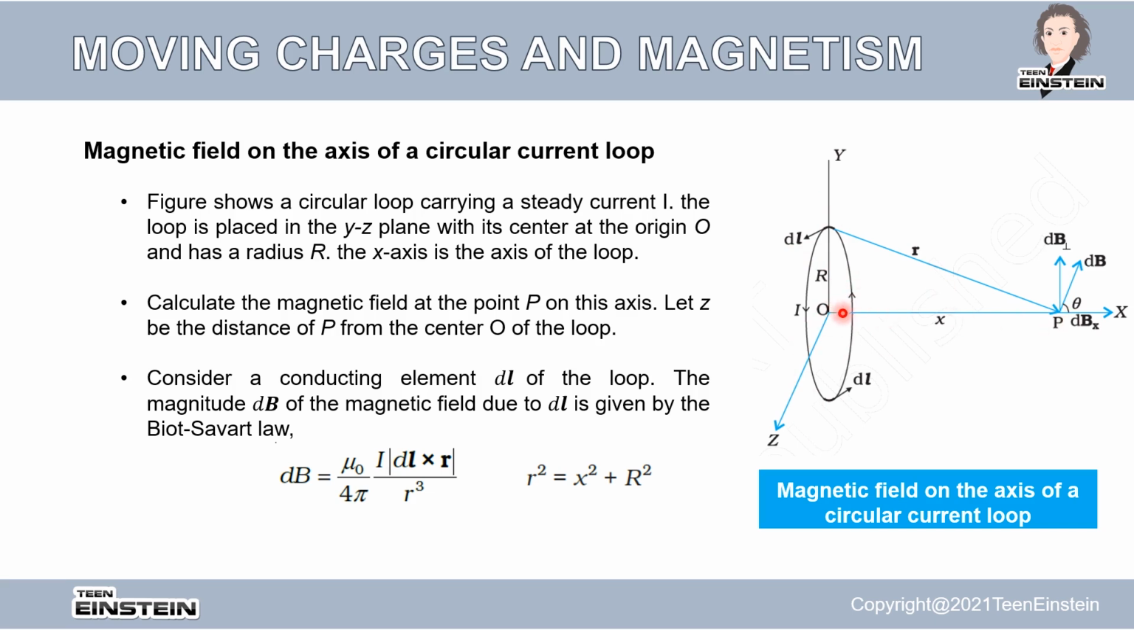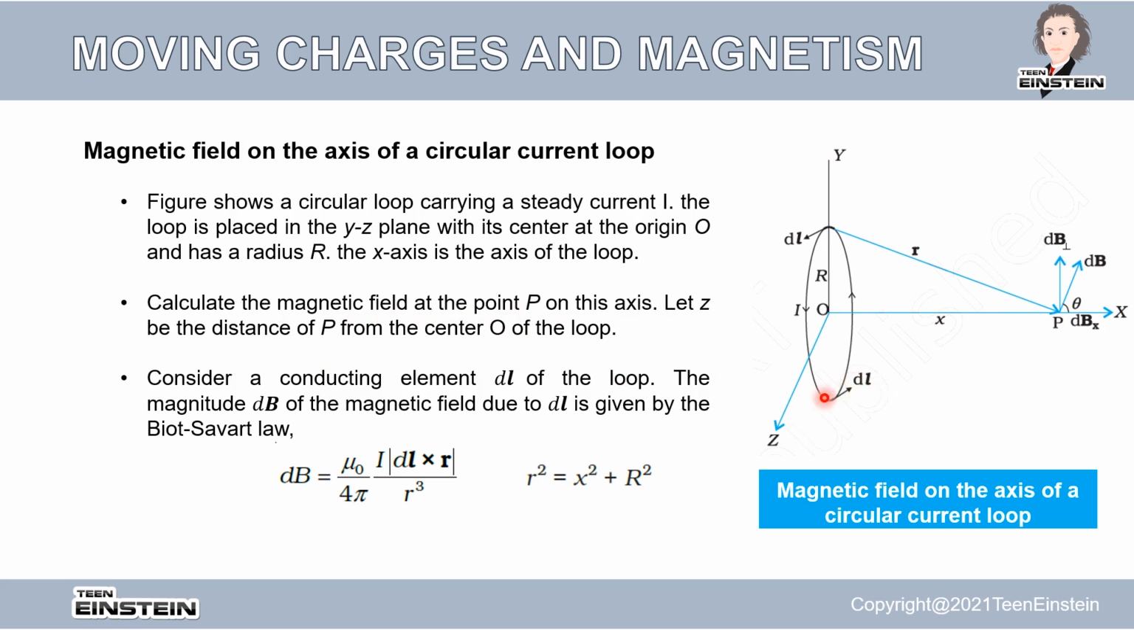So if this is the axis that goes through the center of the loop, then along this axis at a distance x from the center, we want to find the magnetic field. R is the radius of this loop, there is a current flowing, and the loop is kept in the YZ plane. So the x-axis is the axis of the loop. We want to calculate the magnetic field at the point P on this axis. Let x be the distance of P from the center O of the loop.